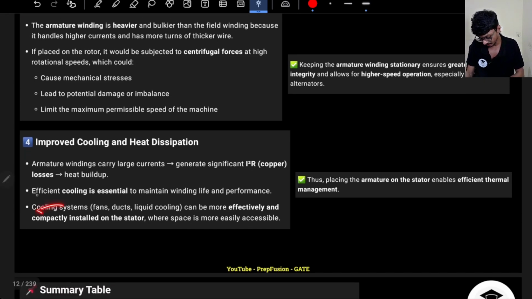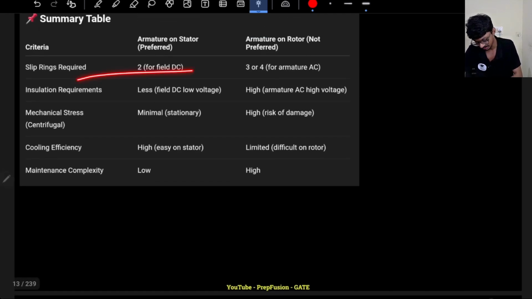To maintain efficient cooling is essential to maintain winding life. So cooling systems we have to use effectively because the windings themselves are rotating, right? So that automatically increases the cost. Okay. So these are the problems basically. That's why we use the field windings as the rotor, armature winding as the stator. These are the comparisons. I hope you can understand the reason.